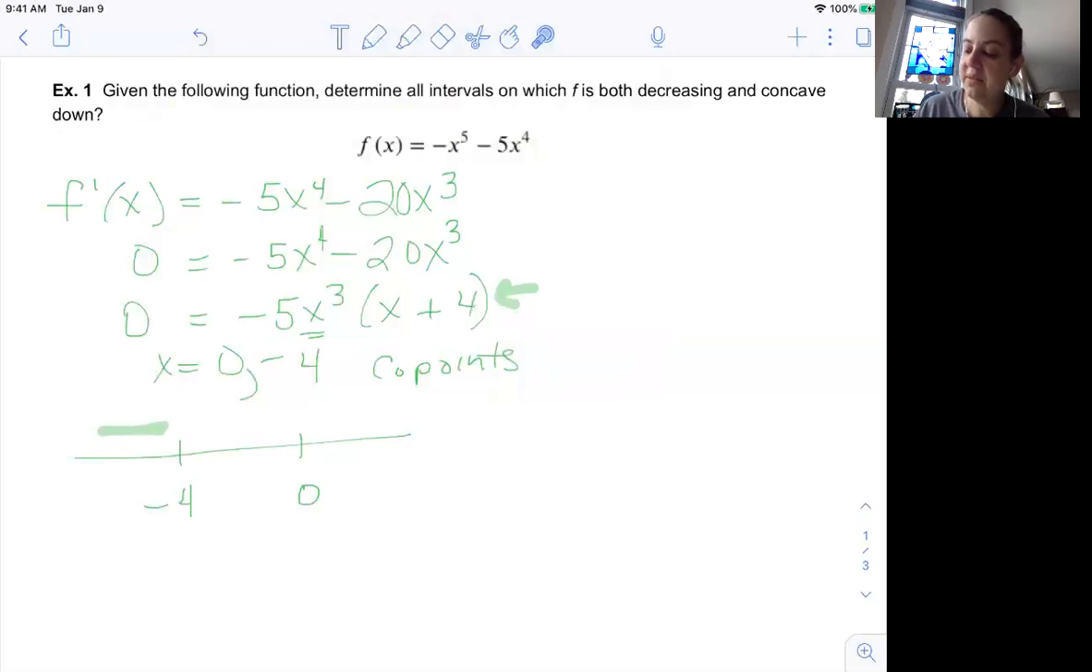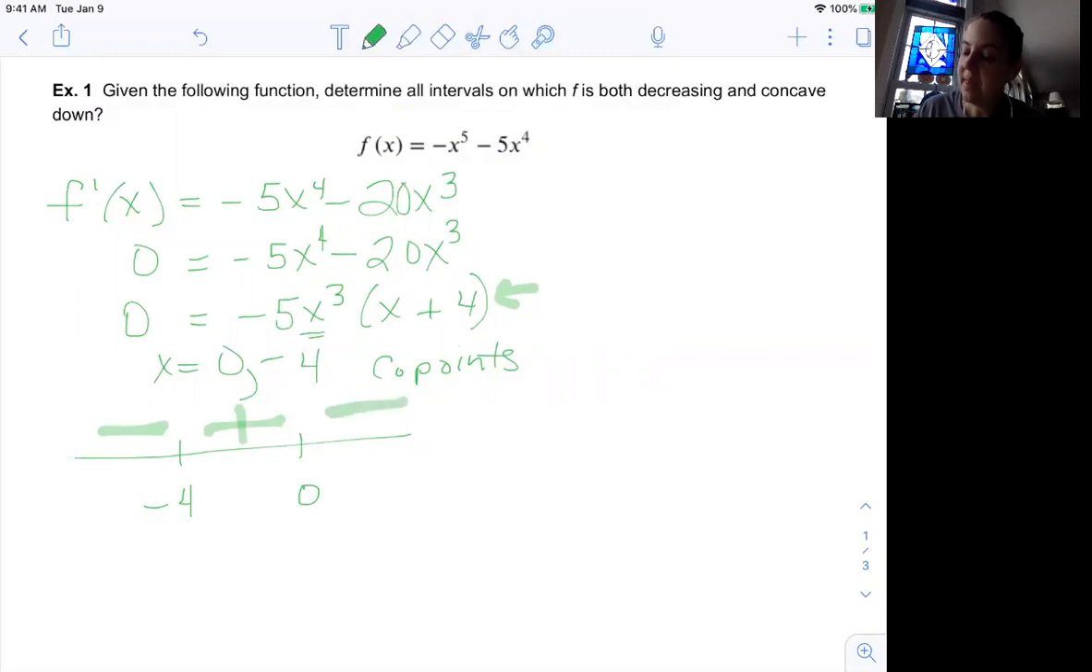If I choose negative 2, here it is cubed, so that's a negative. Negative 5 times a negative number is a positive. A negative 2 in here gives me a positive. So a positive times a positive is a positive. And then if I choose, say, a 7, that's bigger than 0. You could do 1, anything, but I went with 7. 7 cubed is a positive. Negative 5 times a positive is negative. 7 plus 4 is a positive. So all of this becomes a negative.